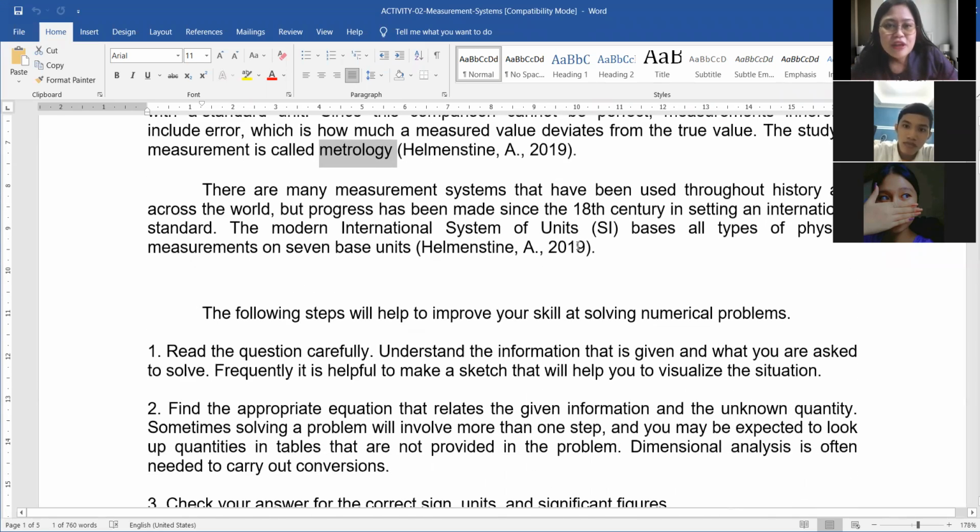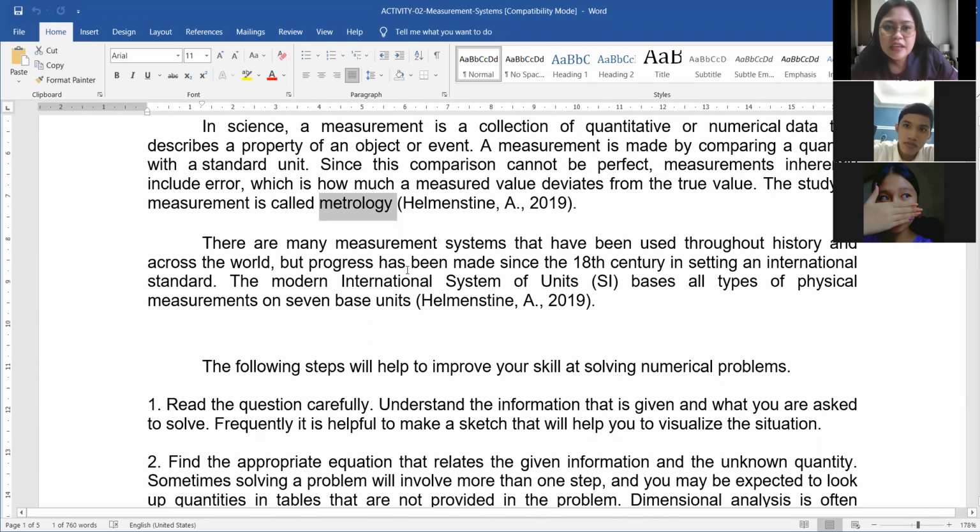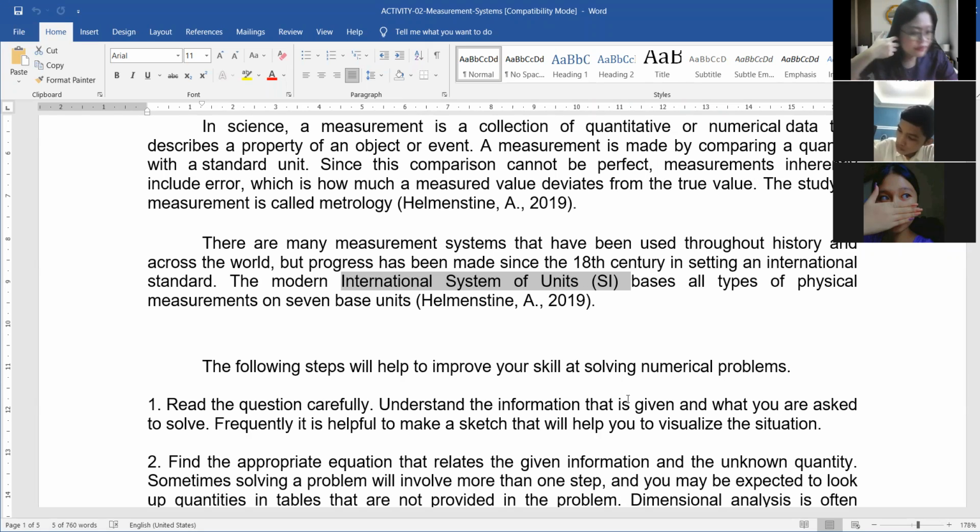Okay? So, class, what we mostly use in modern times is the SI unit of measurements. The SI means International System of Units. So this is what we use as units for our measurements.